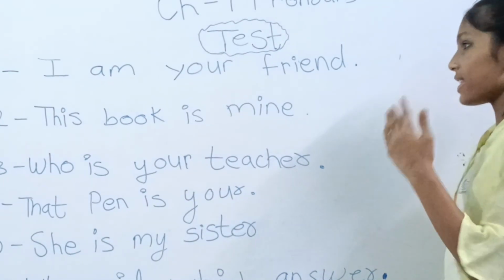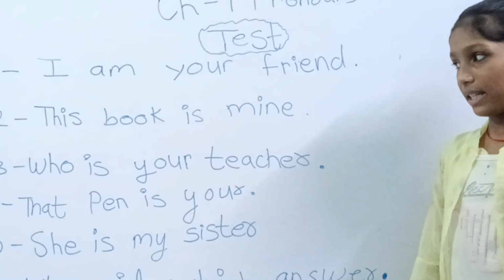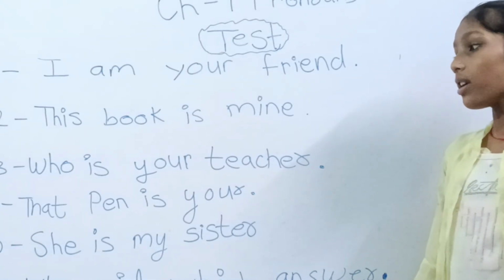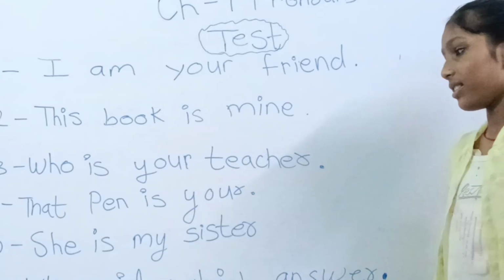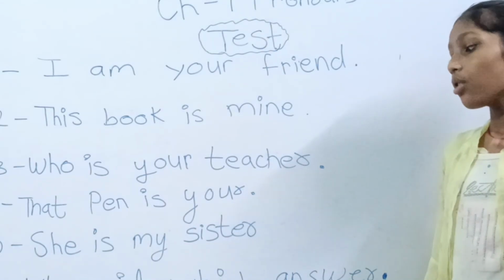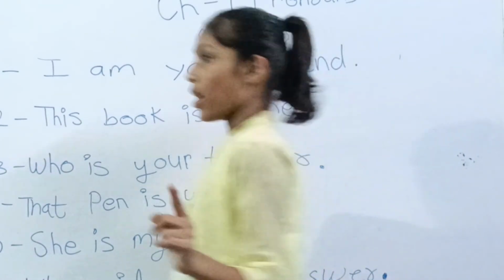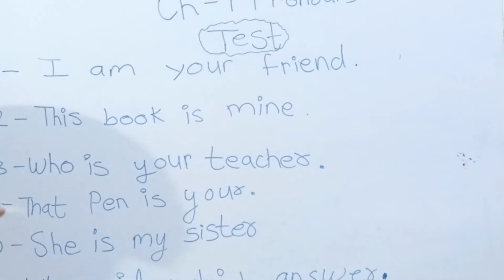So now here are the tests. First one, I am your friend. Second, this book is mine. Third, who is your teacher? Fourth, that pen is yours. Fifth, she is my sister. Sixth, who said which answer? So I'll give you 5 seconds for one question. You have to answer it. So time starts now.